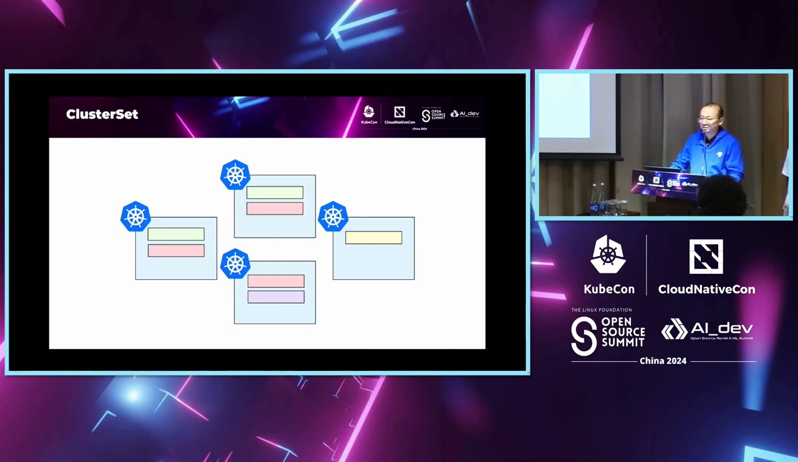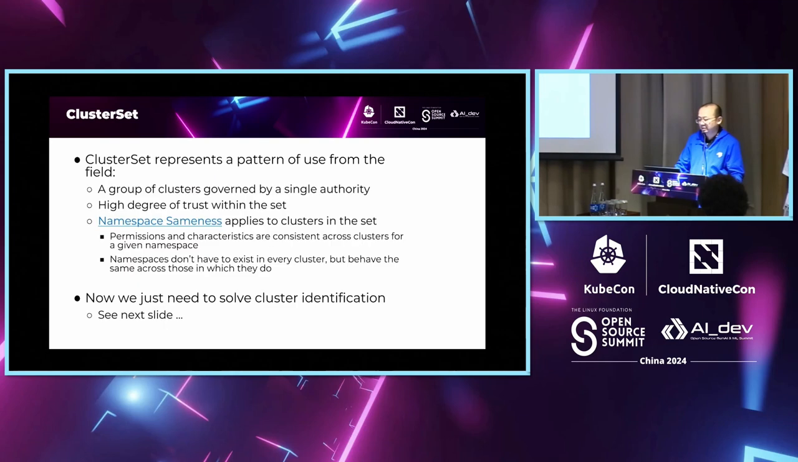The first one is called ClusterSet. The ClusterSet in general defines a group of clusters, but there are certain principles that the ClusterSet needs to conform to, such as namespace sameness. Some third party or controller needs to ensure that the different clusters have the same namespace, and a service will be deployed in the same namespace with the same name in these clusters. And there is a single authority, a high degree of trust within the set. It's just a group of clusters owned by a single authority.